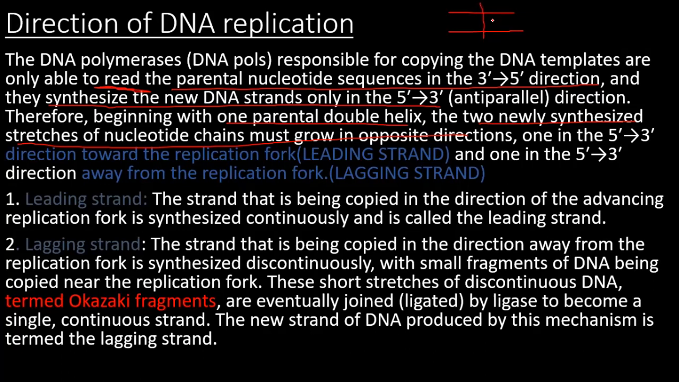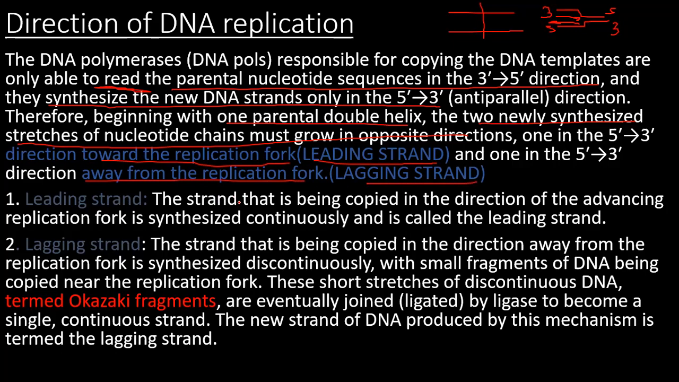So if you have, let's say, this is where we start. And let's say a replication fork. Let me draw just one replication fork. So let's say this is 3', and this is 5', and this is 5', and this is 3'. Okay. Now, one strand will be synthesized in this direction, and the other one will be synthesized in this direction. So the one which is synthesized in the direction towards the replication fork is known as the leading strand. And the other one, which is synthesized in a direction away from the replication fork, is known as the lagging strand.